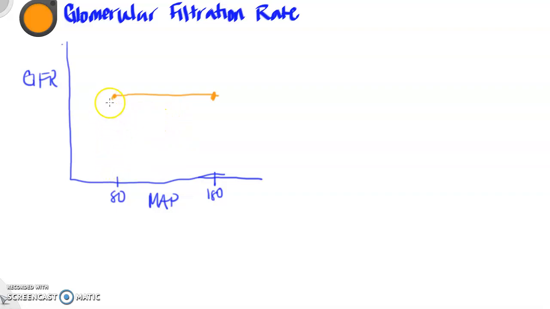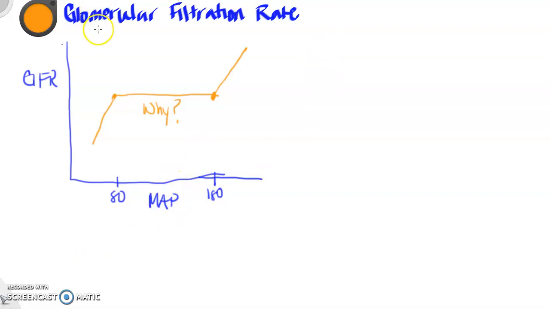If it gets below 80, then GFR starts to go down. If it gets above 180, then the filtration rate starts to increase. So there is no change here. Why? How do the kidneys do that? Basically, there are mechanisms that the kidneys use to maintain this glomerular filtration rate.